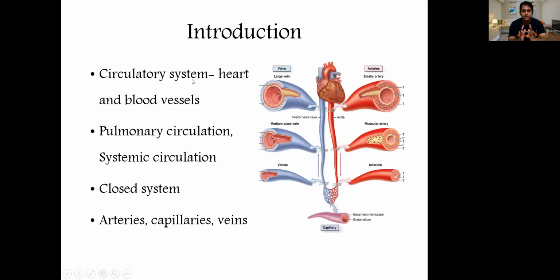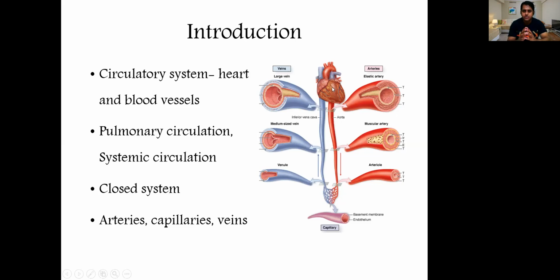Basically, the circulatory system consists of the heart and the blood vessels. As it includes the heart and the blood vessels, it is also called the cardiovascular system. You are aware of this. Now, the blood vessels form a closed system of circulation. What I mean by a closed system of circulation is that the blood which is pumped from the heart goes via the artery into the capillaries, and comes back via the veins into the heart. So this is a closed system of circulation.